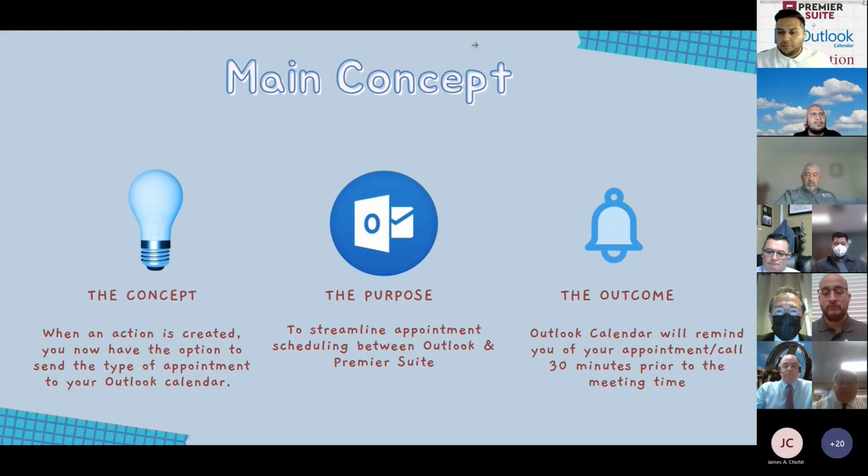And then we have the outcome. The outcome is Outlook calendar will remind you of your appointment or call 30 minutes prior to that meeting time. So 30 minutes is the standard time we have currently on, but we will be showing you how to edit that time. You can do 10, 15 minutes, up to an hour.